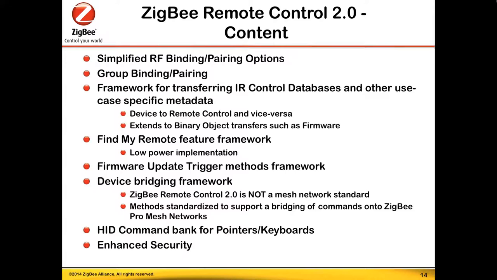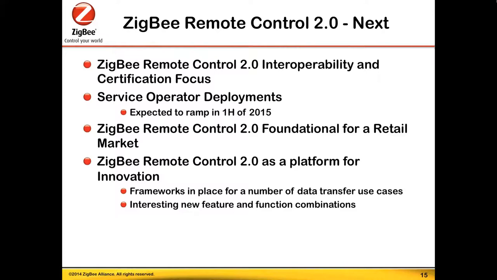So I'll wrap up by just talking about now that the ZRC 2.0 standard has been released and we'll be seeing some adoption. The next steps here are to focus on not just the preparedness for interoperability, but actually to, at the alliance level, at the standards level, see that the work completes into specific programs and products and service operator deployments that achieve full interoperability and achieve a ZigBee certification. We do expect that there are some service operator deployments that will happen in the first half of 2015.